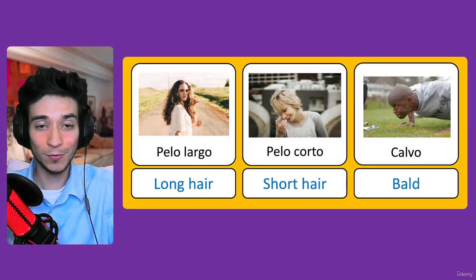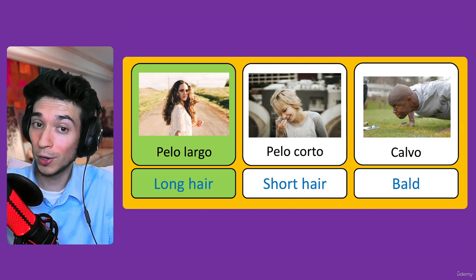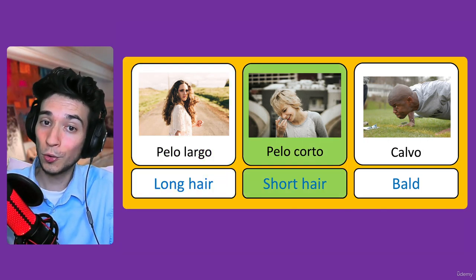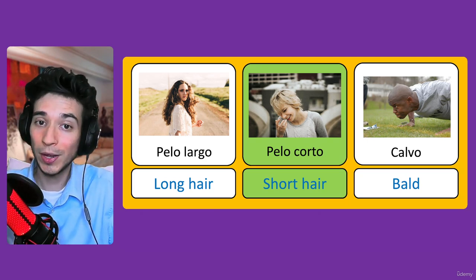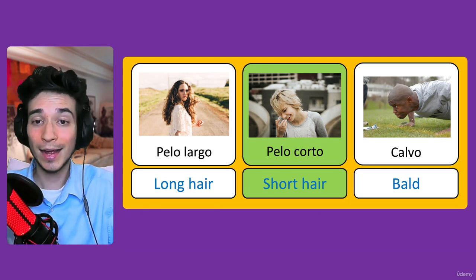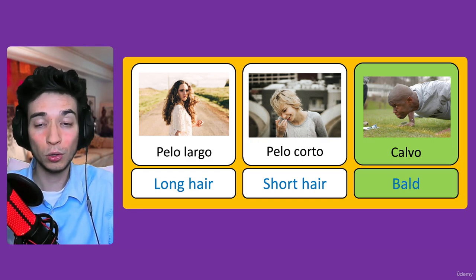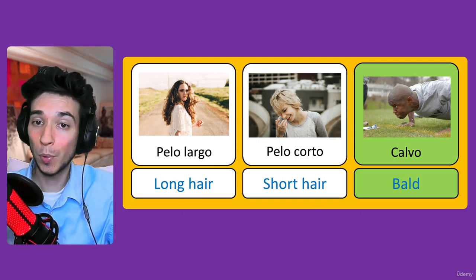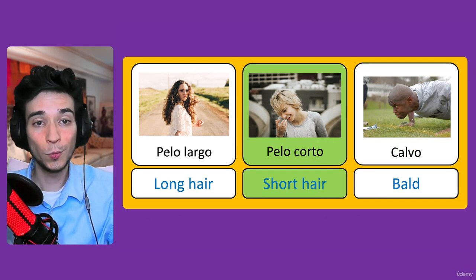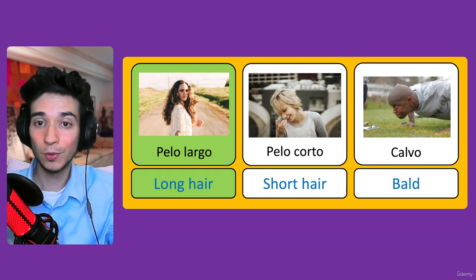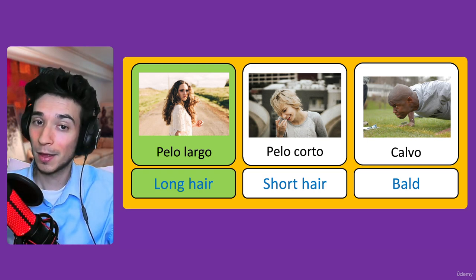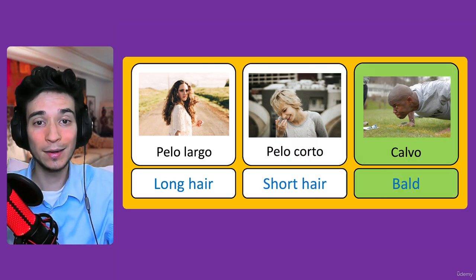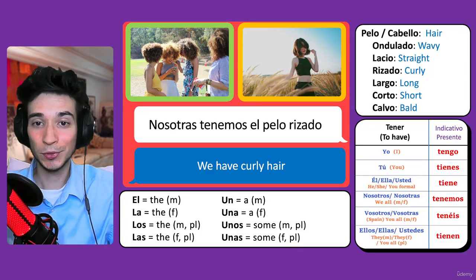Okay, and a few more words. We also have pelo largo, for long hair. Pelo corto, for short hair. And calvo. Calvo means bald. So when you don't have hair, you would say calvo, bald. So one more time. Pelo largo, long hair. Pelo corto, short hair. Calvo, bald. Okay, let's try the examples.